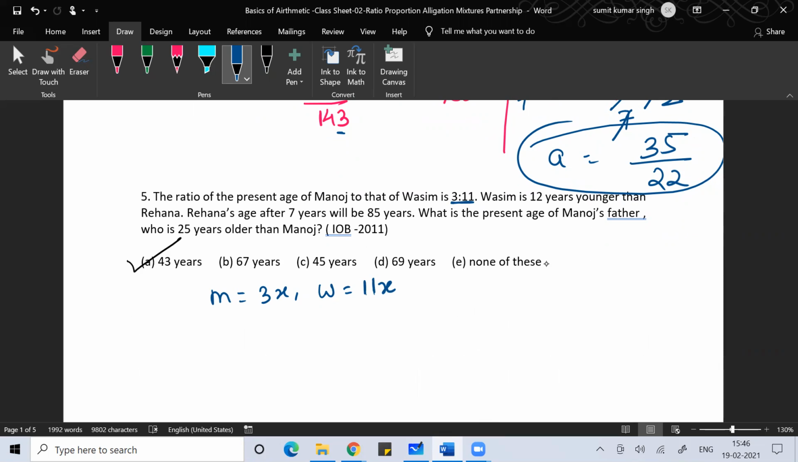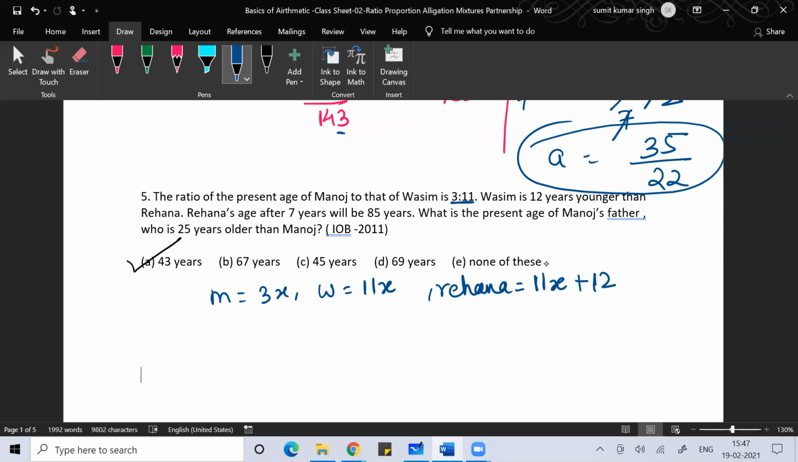Wasim is 12 years younger than Rehana. So Rehana's age is 11x plus 12. Wasim is 12 years younger than Rehana, so Rehana is 12 years older than Wasim, no? Wasim's age is 11x, so Wasim is 12 years younger means Rehana is 12 years older than Wasim.